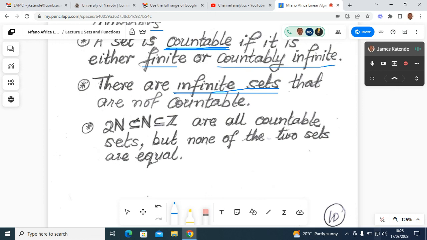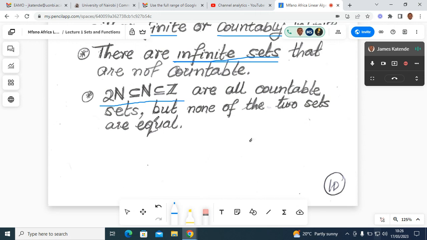Okay, so I hope you're getting these definitions. We are trying to be as light as possible on this so that we just get the really important parts. So what is interesting about countable sets is that they are different. We can say there are different sizes of countable sets.